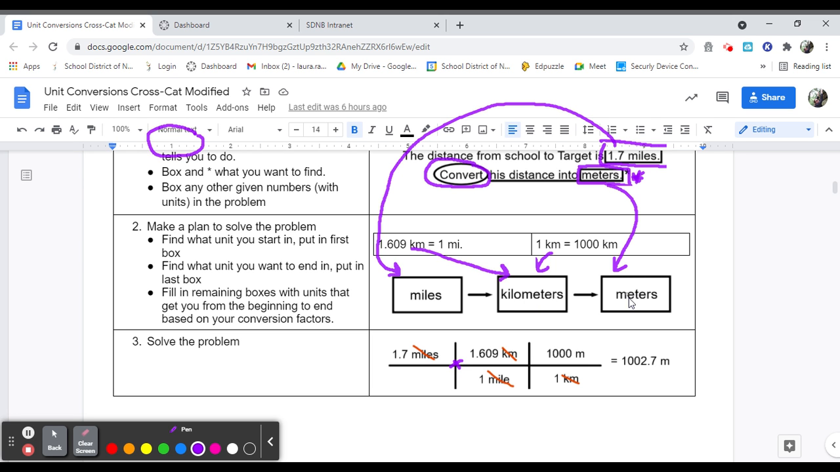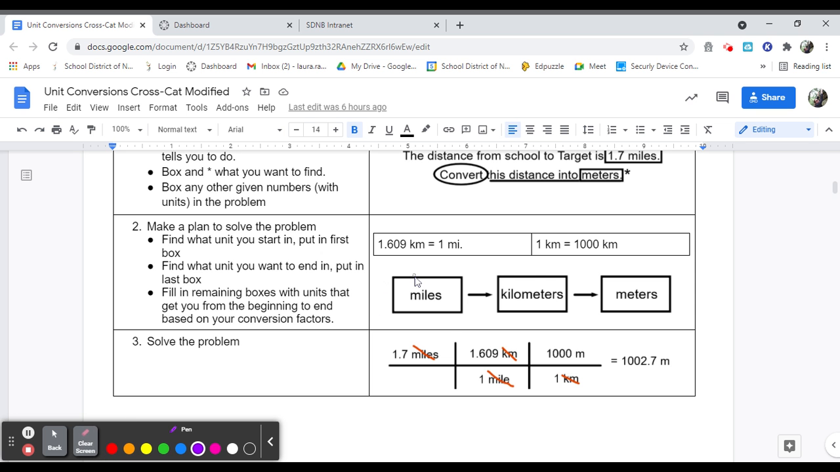Now I want to go from kilometers to meters. I will use this conversion factor. So now 1 kilometer equals 1,000 meters. The 1 kilometer gets put on the diagonal from where it is now to cancel out, and the 1,000 meters goes on top. So when I type in 1.7 times 1.609 times 1,000, that's going to equal 1,002.7 meters. I didn't include the ones because when you multiply by 1, it's going to equal what you were in before.